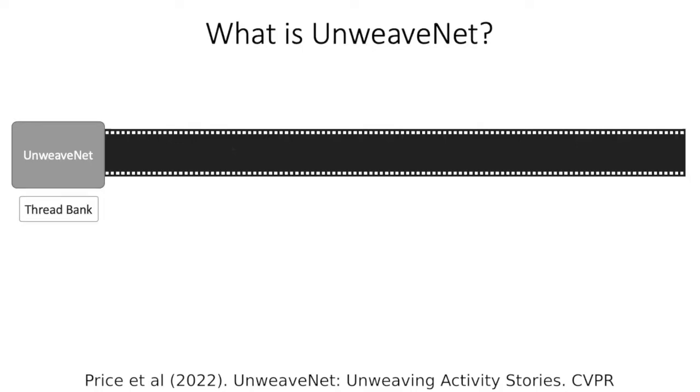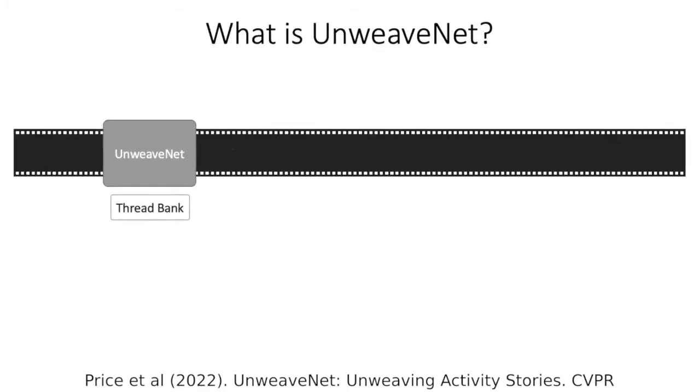UnweaveNet scans the video from beginning to end, processing the video one clip at a time. At each point, it determines whether the last clip belongs to an existing thread or is the beginning of a new one. Having made this decision, UnweaveNet then updates its thread bank. The clip it has just processed is denoted by this square, and the colour denotes the activity.